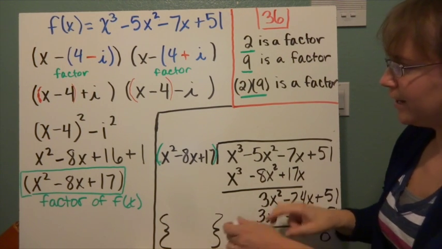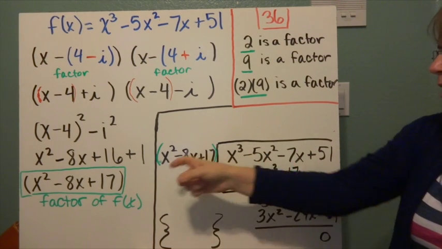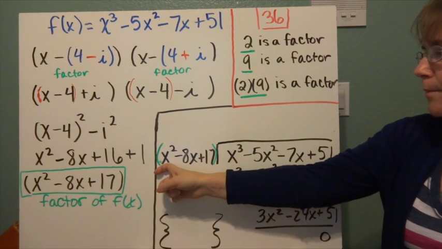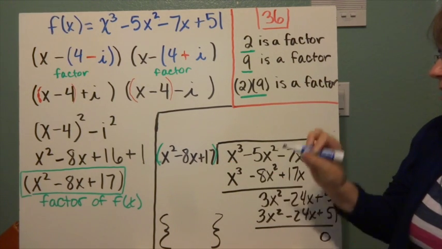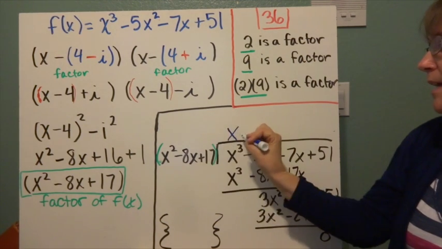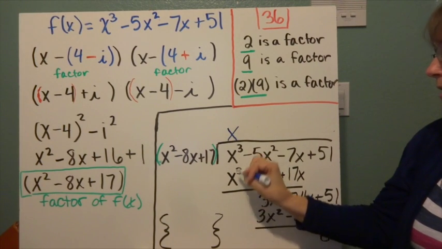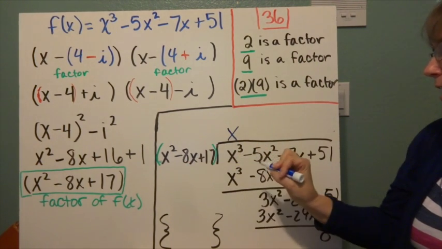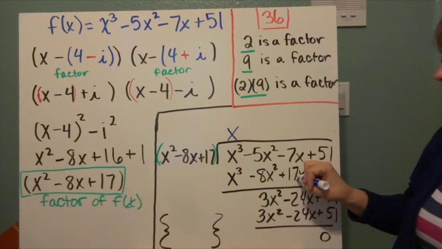So I have x squared minus 8x plus 17 going into this polynomial. Now really I only want to look at the first term. x squared times what is going to give me x cubed? Well, it's just an x. And then I'm going to multiply this x by each of those terms and write it underneath. So x times x squared is x cubed. x times negative 8x is negative 8x squared. x times 17 is 17x.